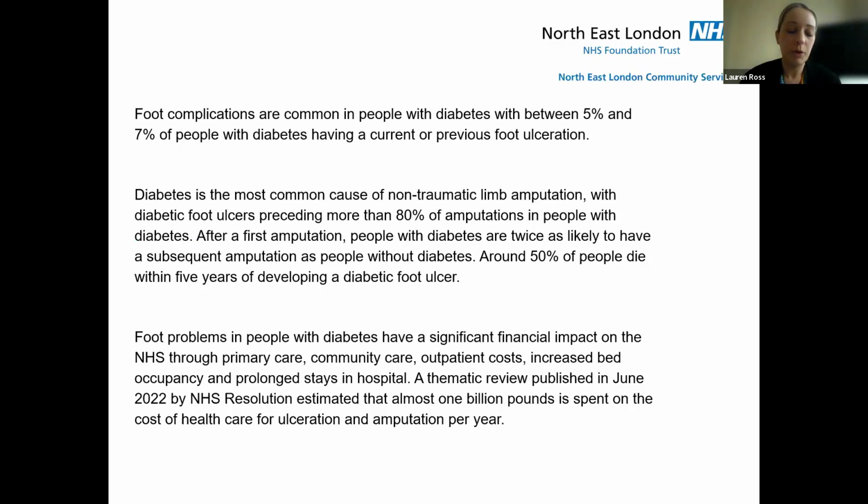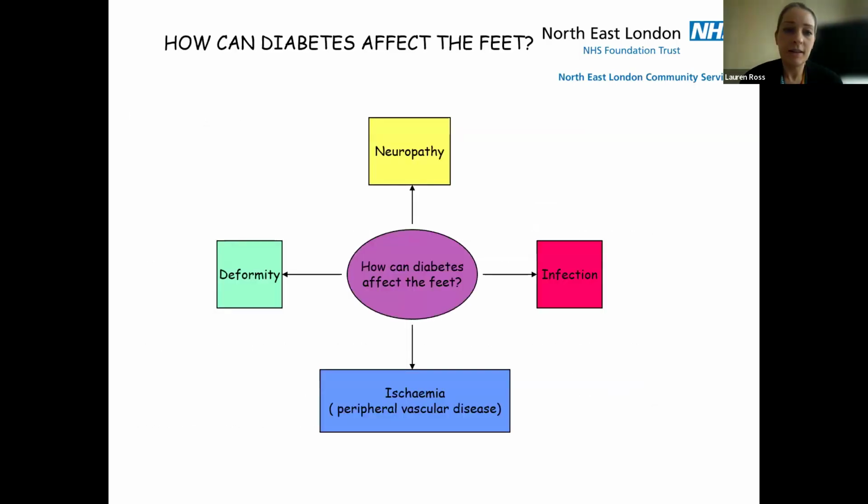So it's really important that we put that emphasis on assessing the diabetic foot, highlighting any issues really early on so we can try and prevent those problems from occurring. As you can imagine, that does have a significant financial impact on the NHS, which in, I think it was 2022, a thematic review was published and it estimated a £1 billion spent on ulceration and amputation per year. So it has a real significant impact on the NHS.